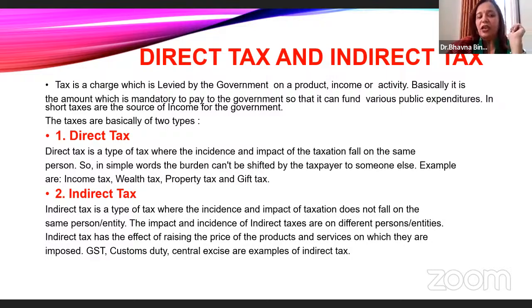One is direct taxation and one is indirect taxation. You all have done direct taxation in your TYBCOM semester 5. Now we are going to speak here about indirect taxation. Apart from income tax, there was the existence of wealth tax, property tax, gift tax, which are not in your syllabus. And in your fifth sem, you had just studied income tax. When we come to indirect taxation, it is the type of tax where the incidence and the impact of the taxation do not fall on the same entity.